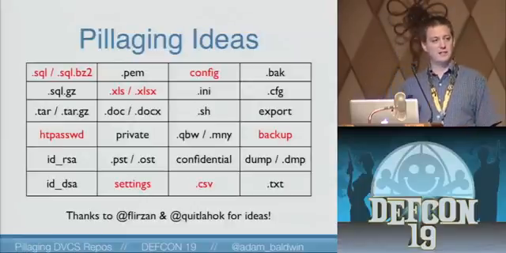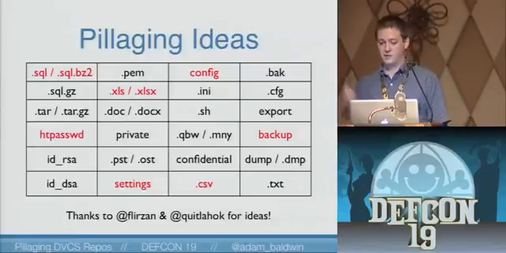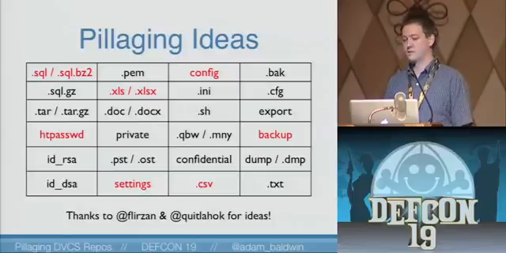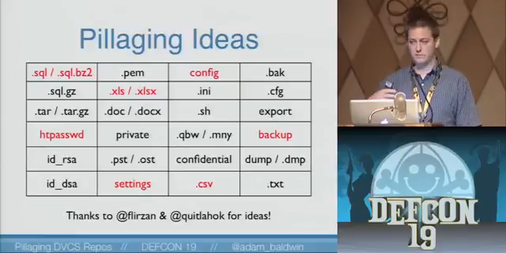Out of those top million sites, here's the kind of stuff that we found. And I'm not going to go through all of them, but some of the more interesting ones: SQL dumps of entire databases, HT passwords, Excel documents, mail spools. You're kind of getting the picture of stuff that we're going to find.